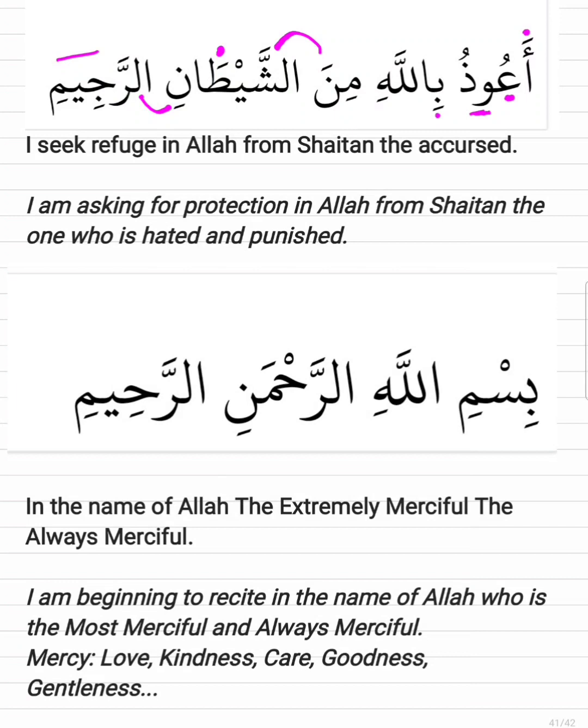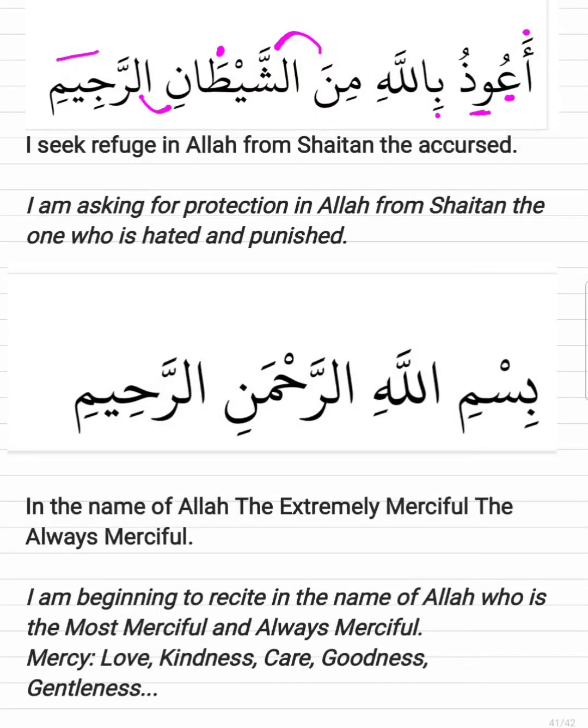I seek refuge in Allah from Shaitan, the accursed. Who is Shaitan? Shaitan is the bad guy, right? And when you're about to do something good, every time you want to please Allah, every time you want to do something good for the sake of Allah subhanahu wa ta'ala, then Shaitan will come and he will try to disturb you. So what do we do? We have Allah subhanahu wa ta'ala. We ask him to protect us from shaitan and we don't want to be bugged by him.